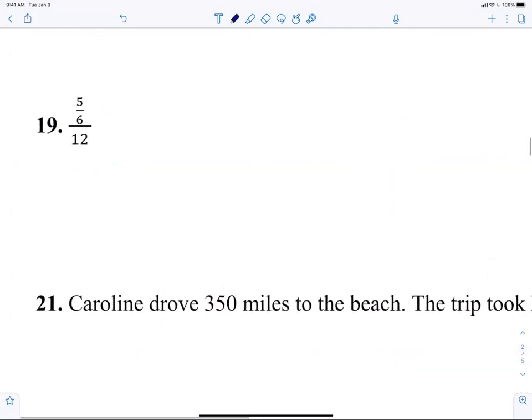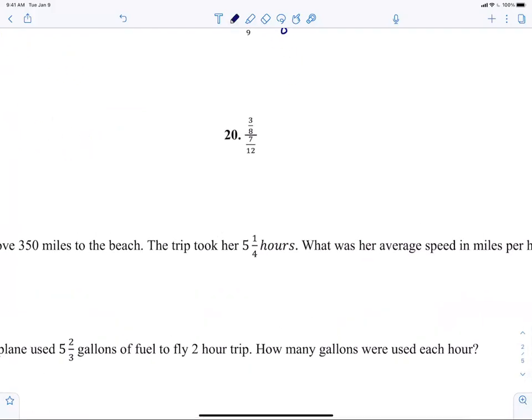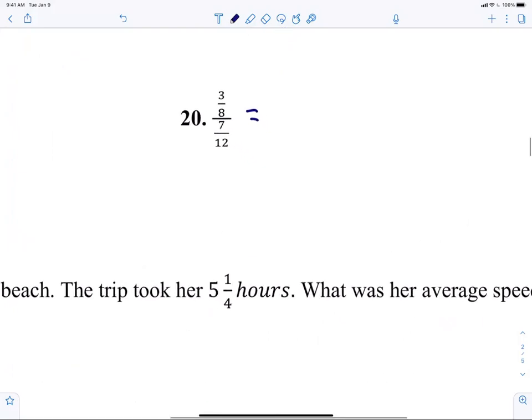Oh wait, we're allowed to use calculator. Yeah, we are. Use a calculator on this. That's why everybody's going so fast. Do you know how to do it? Yeah, 5 over 72. Say it again. 5 over 72 is fantastic. All right. And now, 3 over 8 divided by 7 over 12 equals 9 over 14. Is everybody okay with that?